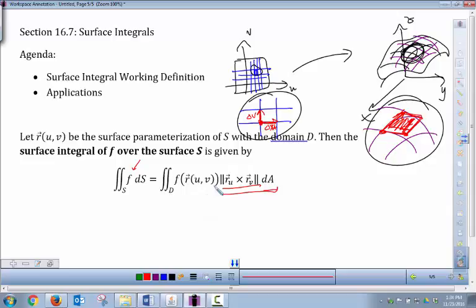The application for this would be like mass and density. If I have a surface that has a certain density at each point, and I know what that formula is, then that formula can go into this integral, and I can use that density function to find the little densities of my surface at each point, and then I add them all up, and then I have the mass. So that's your application. Okay?